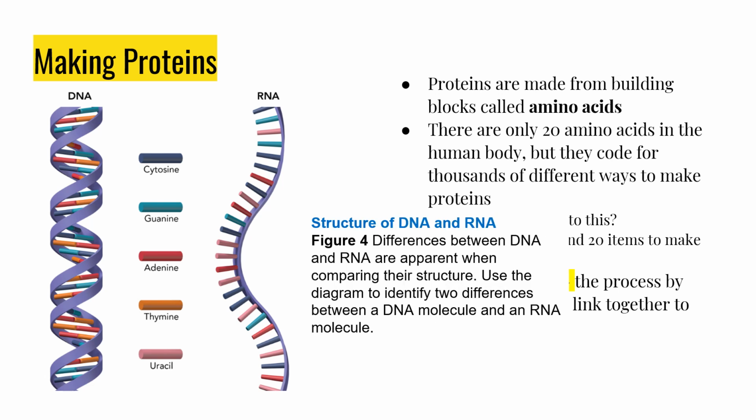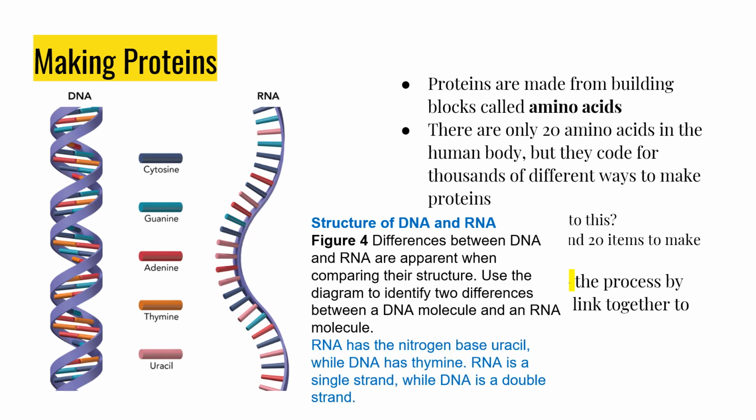All right, now this image is figure 4, structure of DNA and RNA. There are differences between DNA and RNA, and they are apparent when comparing their structure. We should use the diagram to identify two differences between a DNA molecule on the left and an RNA molecule on the right. So RNA has the nitrogen base uracil, while DNA has thymine. RNA is a single strand, while DNA is a double strand.